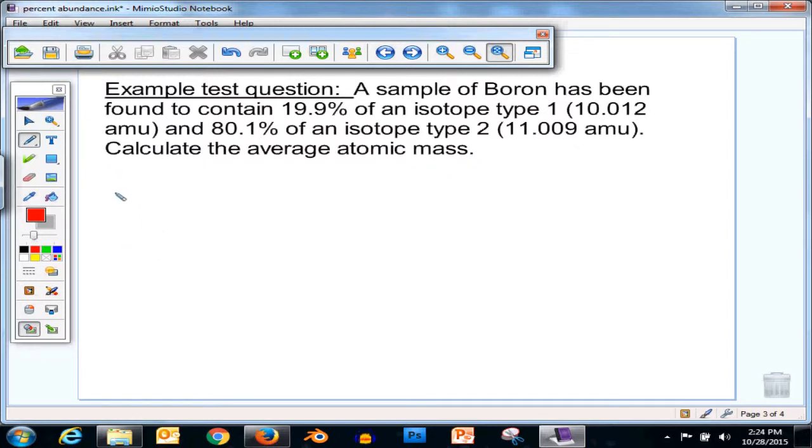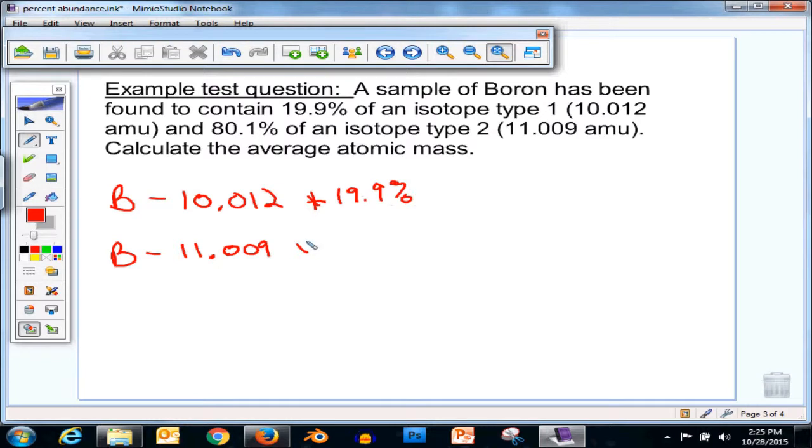First, we're dealing with boron, so I'm going to write the B, and then write the mass for each one. So I've got 10.012, and then I have boron with a mass of 11.009. What's the percentage of each one? The first one has a percentage of 19.9%, and the second one has a percentage of 80.1%.